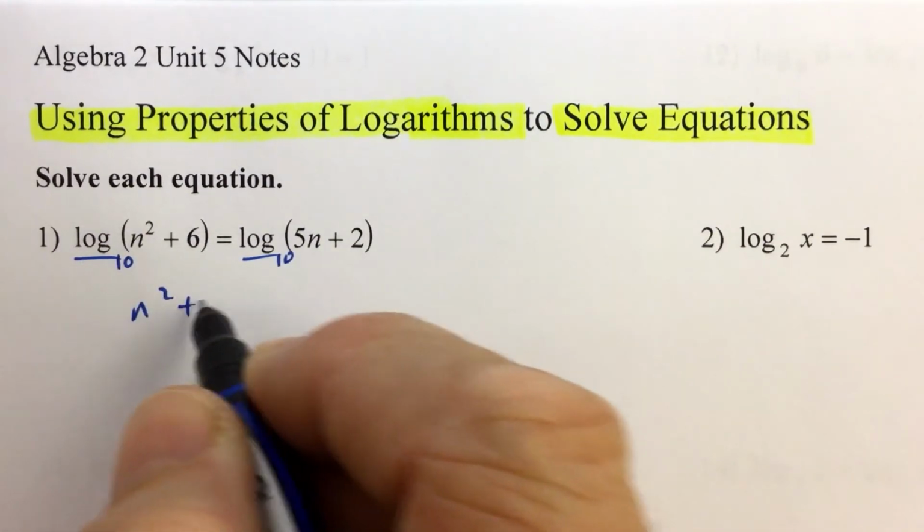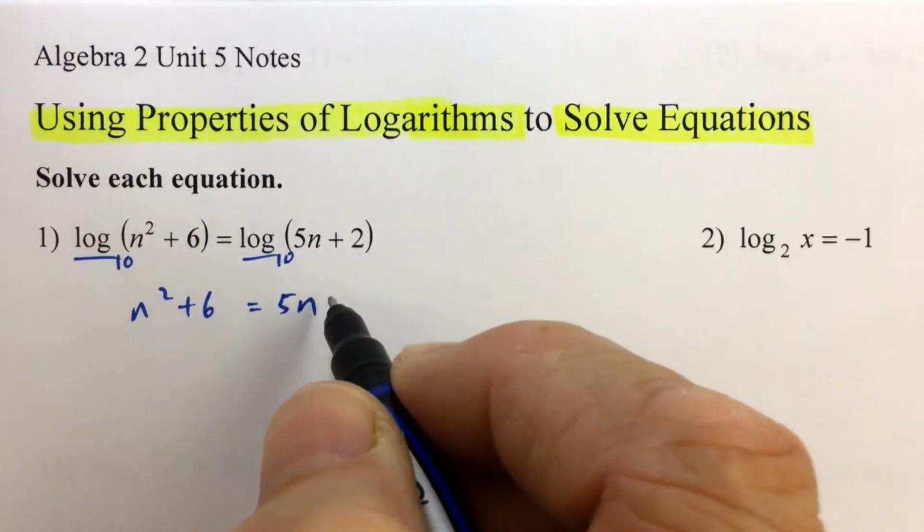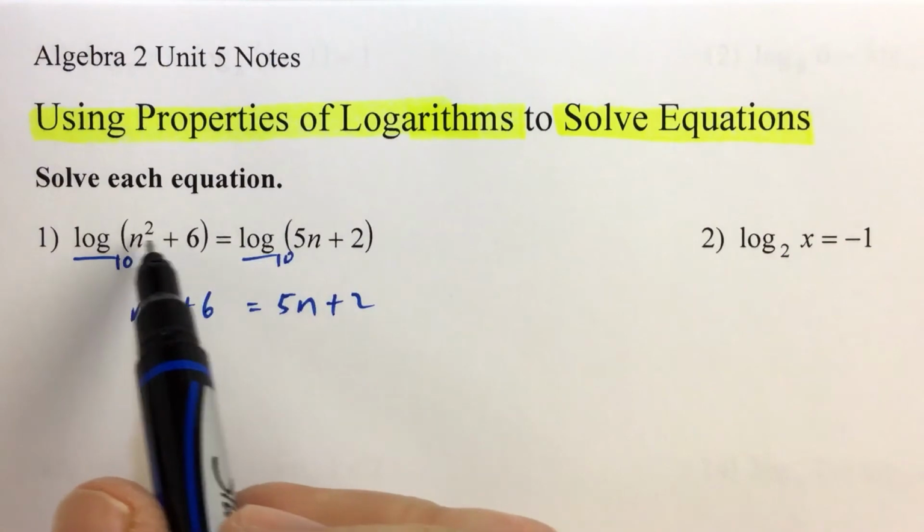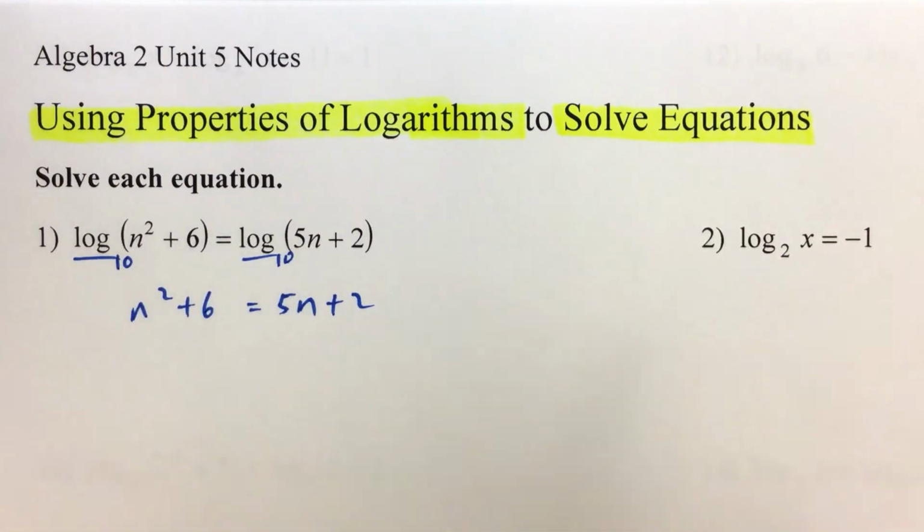That means that we would equate what we're taking the log of. We've called it an answer, we've called it an argument. Nevertheless, n squared plus 6 is equal to 5n plus 2.